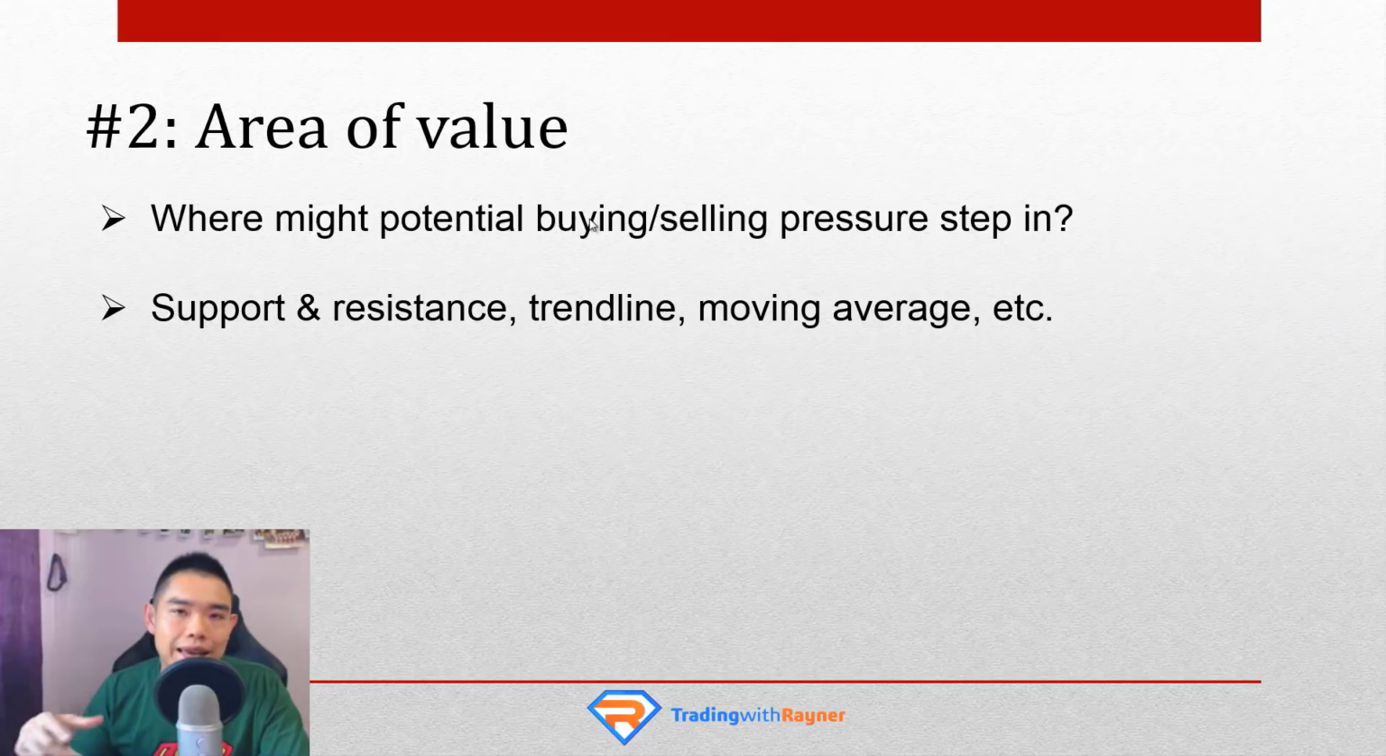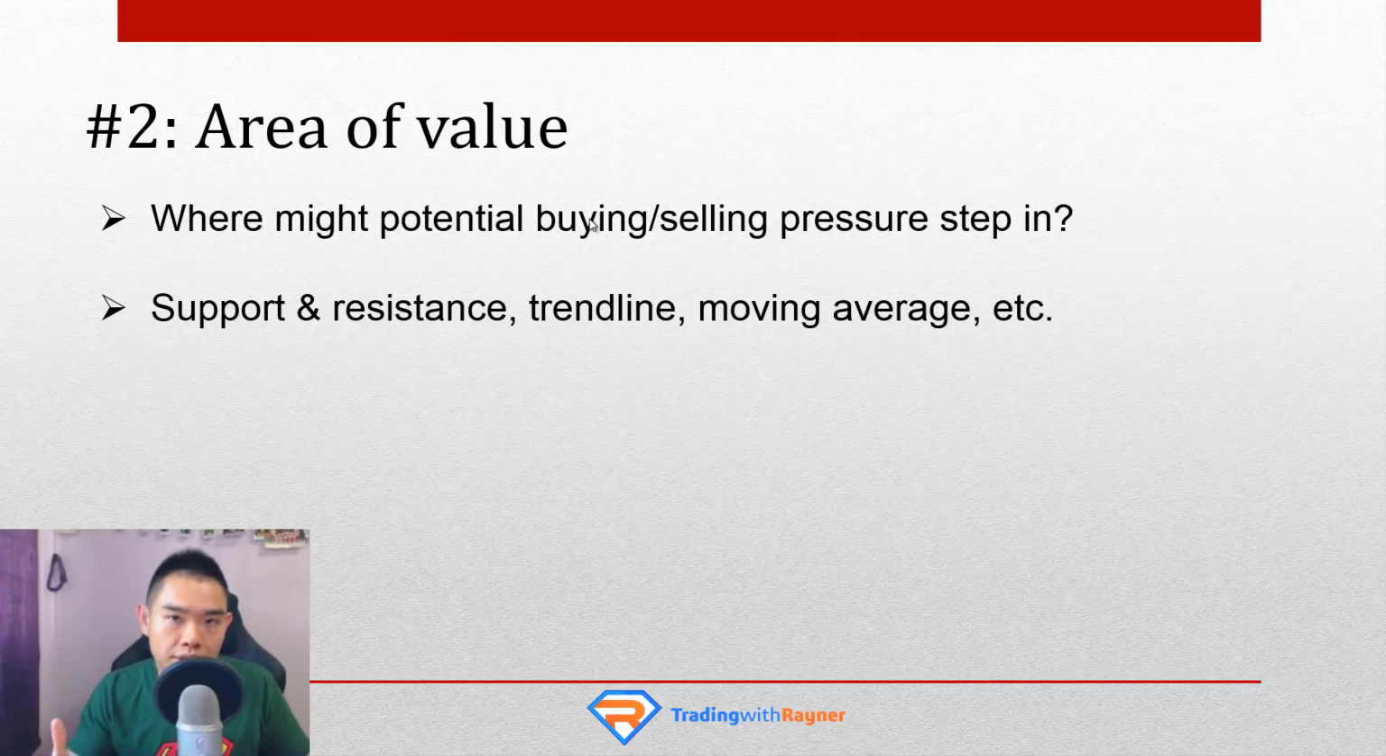Number 2, the area of value. What is the area of value? This simply means, right, where might potential buying or selling pressure come in. This could be things like support and resistance. Like support, right, is an area where potential buying pressure could come in. Resistance is an area where potential selling pressure could come in.